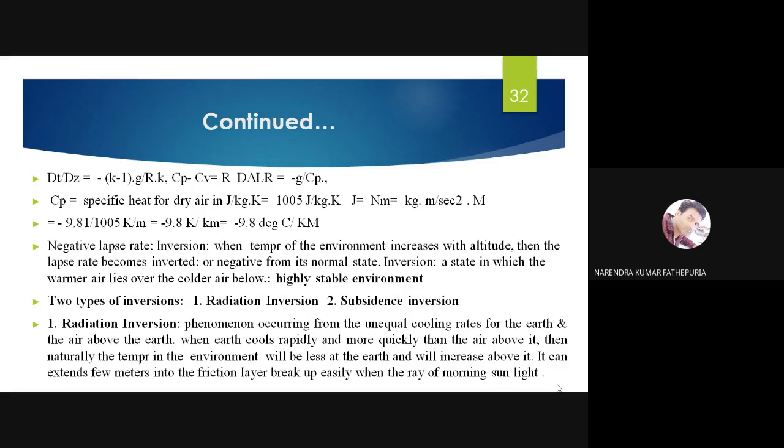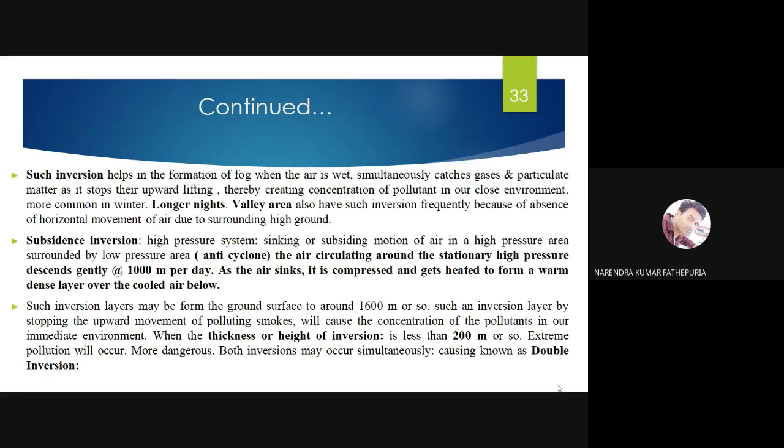Okay, so this phenomenon has certain temperature ranges, and generally the surface temperature rises, and this phenomenon occurs early in the morning. This radiation inversion occurs in the morning, and in the morning it can easily break this layer. Such inversions help in the formation of fog when the air is wet, and simultaneously catch gases and particulate matter as it stops their upward lifting, therefore creating a concentration of pollutants in our closed environment. It is more common in the winter because of the longer nights that happen in the winter.